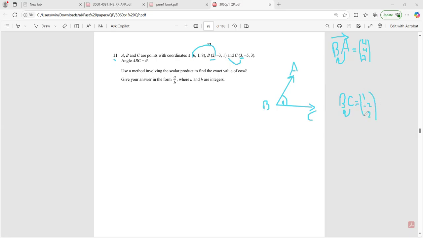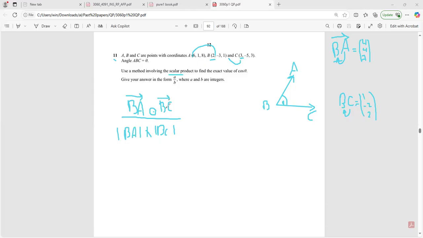Okay. To get the cosine theta, remember that he asked you to use a scalar product, which is the dot product. So we're going to take BA scalar product BC, dividing by the magnitude of both: the magnitude of BA multiplied by the magnitude of BC.